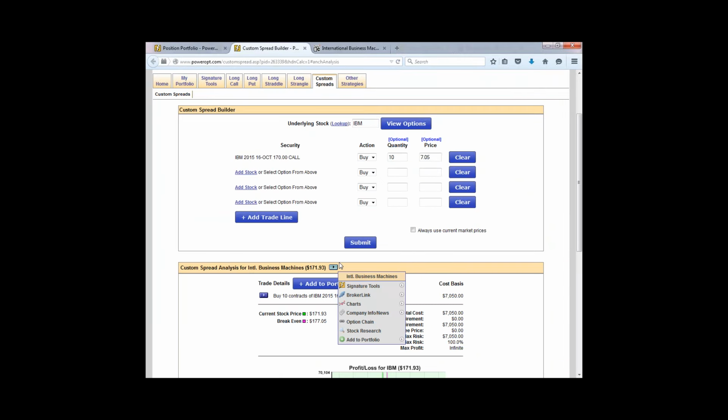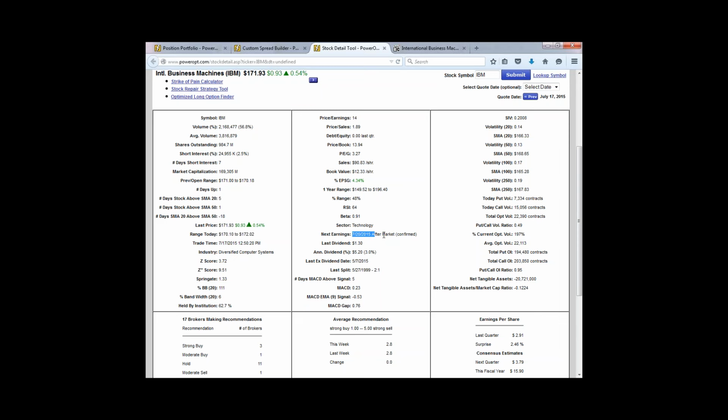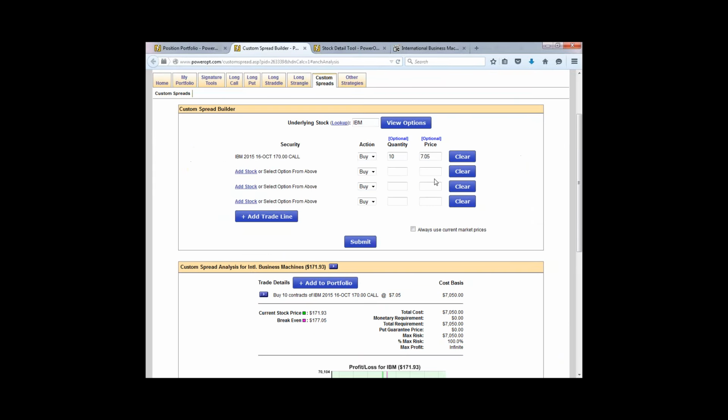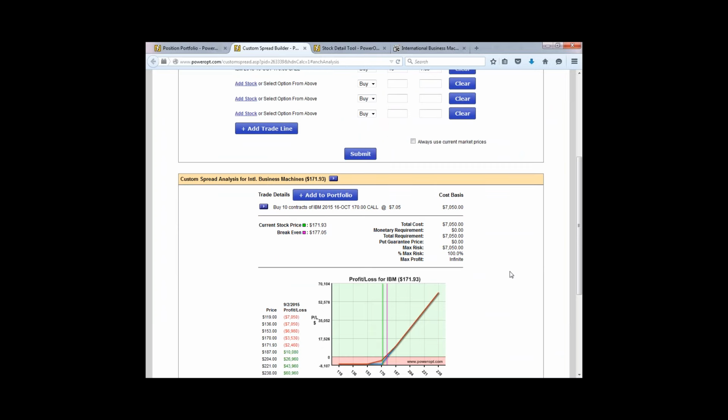Well, let's take a look here. I'm going to go to the stock research tool very quickly. 7/20/2015. Okay, so that's our next earnings for IBM. So in this case, I've got $7,000 invested. We've got a $1,000 loss or so because it's valued at about $6,000, but I've got earnings coming up in about 4 days. So that's the first step.